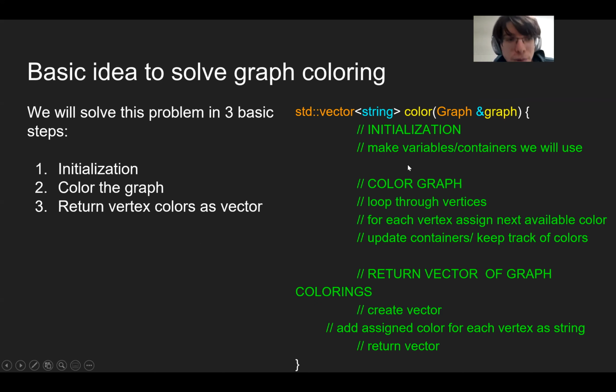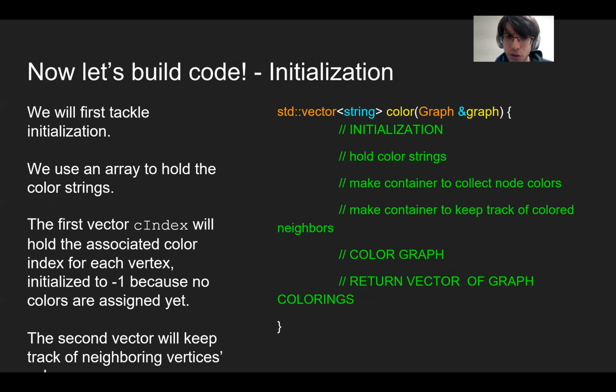So let's start turning it into code. We start this problem with 3 basic steps: we initialize, we color the graph, and we return the vertex colors as a vector. For initialization, we make variables. To color the graph, we loop through our vertices, and for every vertex, we assign the next available color, update the containers, and keep track of them. And then at the end, we create a vector and assign them. So let's look at it.